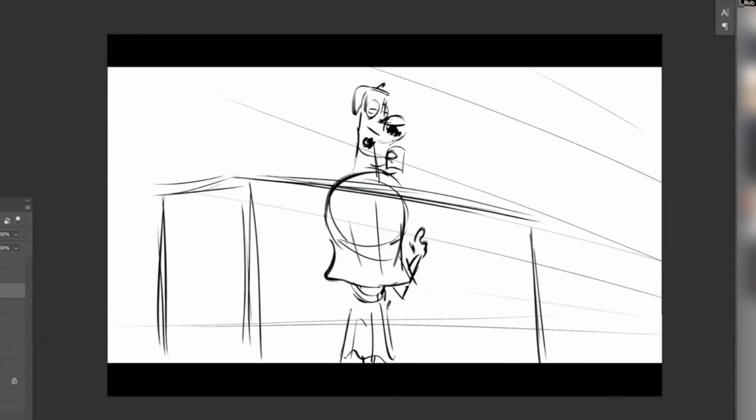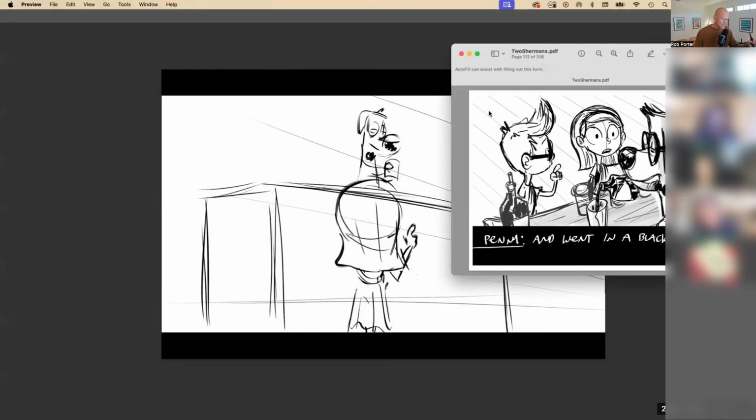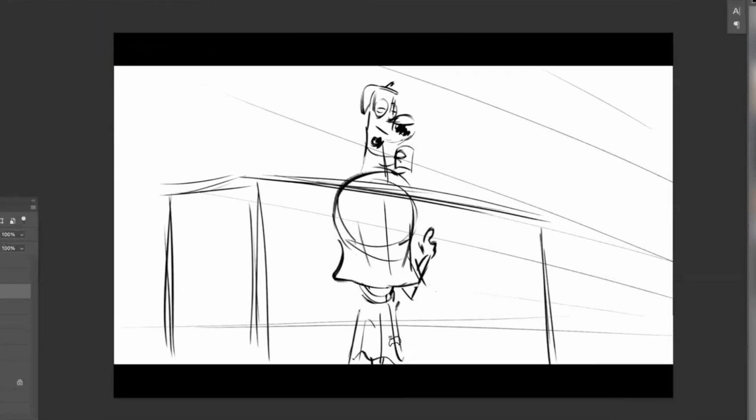And then the other, Sherman, and I always go back to my boards, by the way, for continuity. He says, we went to a black hole. So look, the last time in this shot, I had Sherman looking at Penny. So I want to make sure I still have that in this shot.